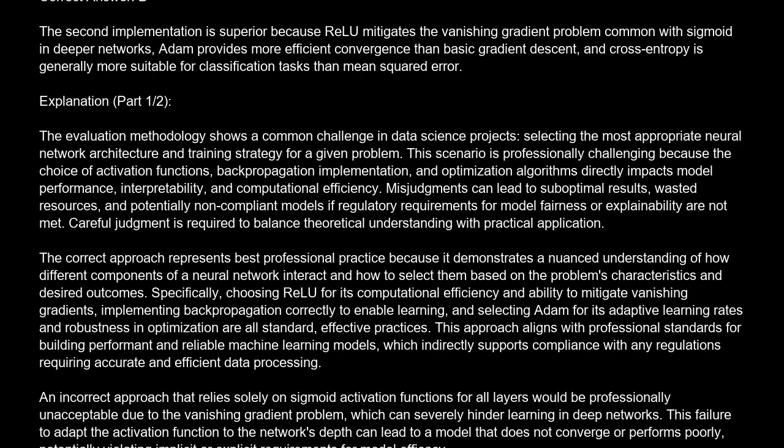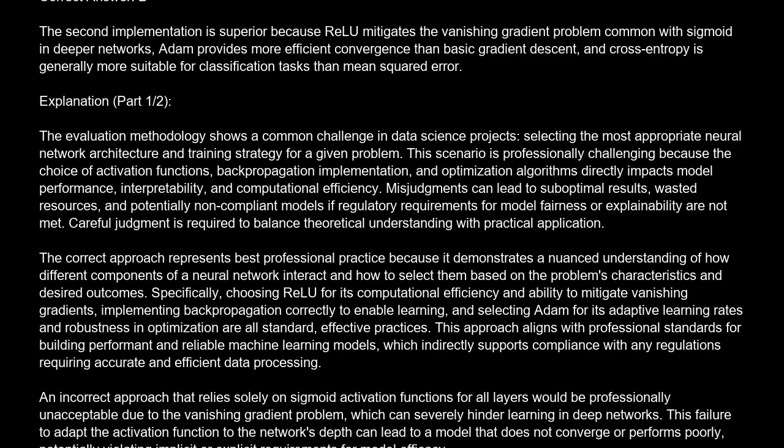The correct approach represents best professional practice because it demonstrates a nuanced understanding of how different components of a neural network interact and how to select them based on the problem's characteristics and desired outcomes. Specifically, choosing ReLU for its computational efficiency and ability to mitigate vanishing gradients, implementing backpropagation correctly to enable learning, and selecting Adam for its adaptive learning rates and robustness in optimization are all standard, effective practices. This approach aligns with professional standards for building performant and reliable machine learning models, which indirectly supports compliance with any regulations requiring accurate and efficient data processing.